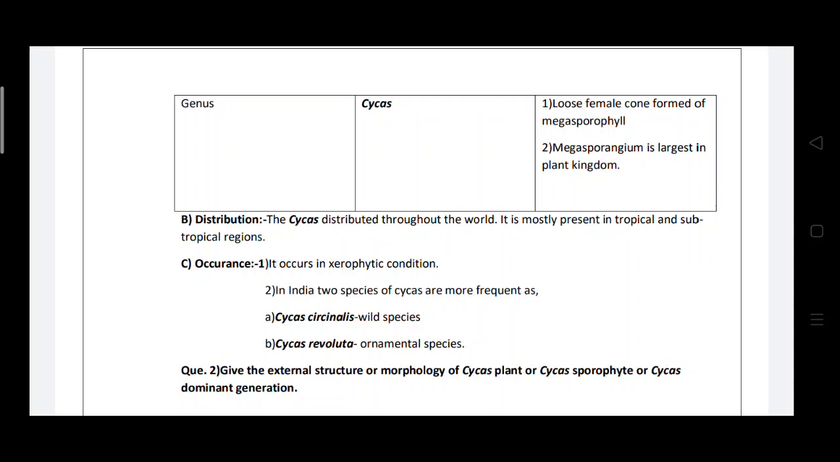So this is regarding the systematic position of Cycas. In India only two species are there, Cycas circinalis and Cycas revoluta. Cycas revoluta is used for ornamental purposes, and in most gardens this plant is grown as a focal point. Cycas circinalis is a wild species which is observed in xerophytic conditions.